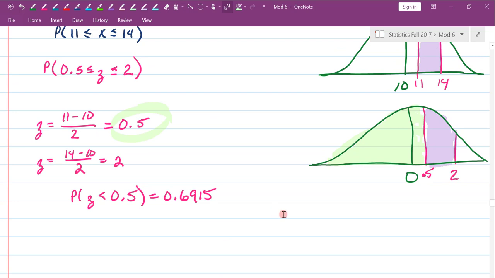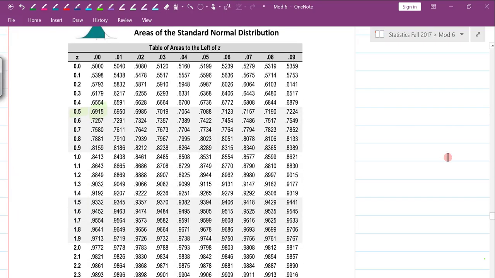Okay, now the next area that we need to be aware of is the probability that z is less than 2, because there's our 2 right there. Let's make that brown. So the probability that z is less than 2 is all of this through here. Okay, it's all of that. So let's go down and look for 2.0 on our positive side, and it's 0.9772.